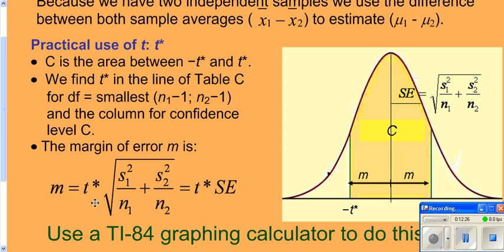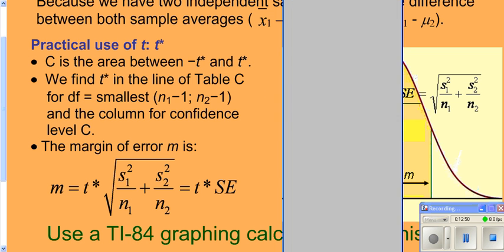That's our t star here that we're going to use, and then you'd multiply it by your standard error. And once again, that was this formula here. So your margin of error is t star times your standard error. That tells you how far you would go on each side of the differences in your two means. Now, you can do that by hand, but we'll typically be using our calculator to do this.